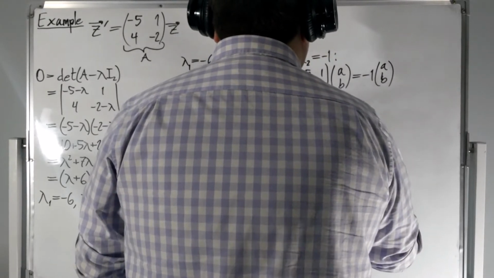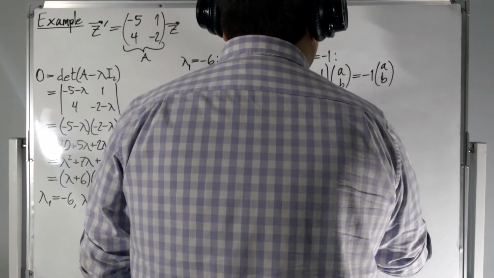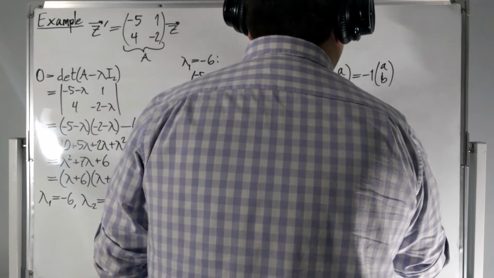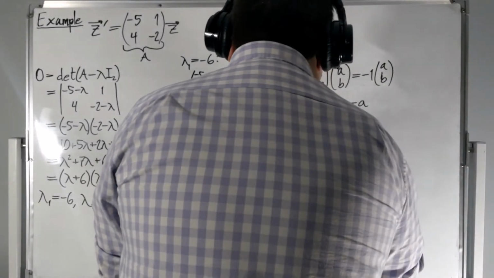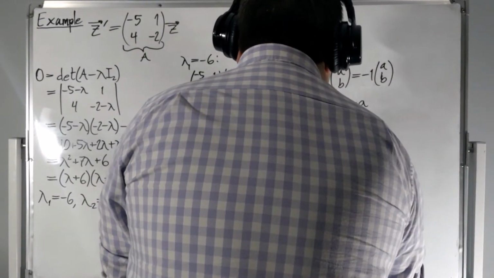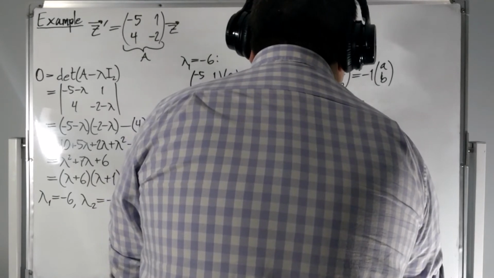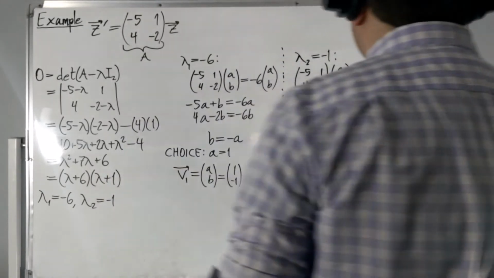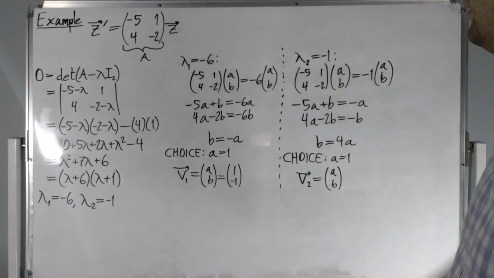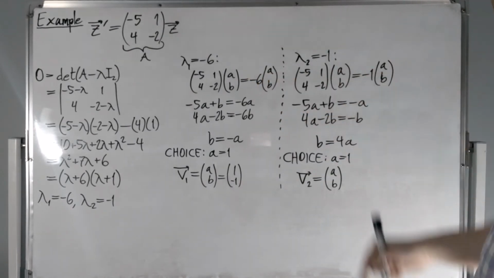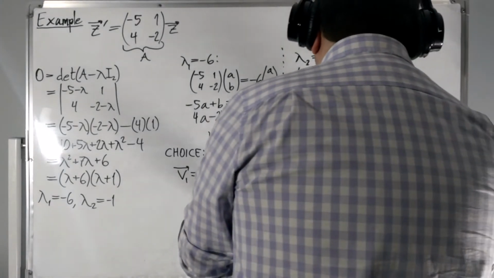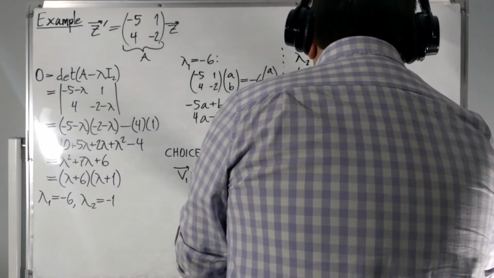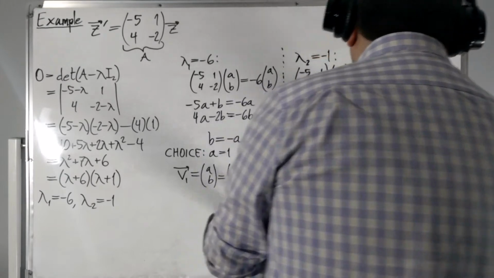So now make the choice a equals 1, again for no particular reason. The v2 vector becomes (a, b). Oh, I just realized I wrote (a, b) for both of them rather than (a, b) and (c, d). Not that that matters much. But in any case, this becomes (1, 4).